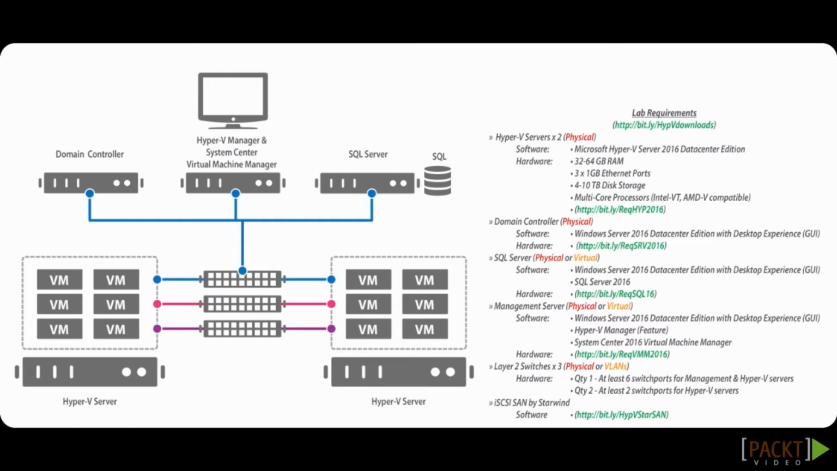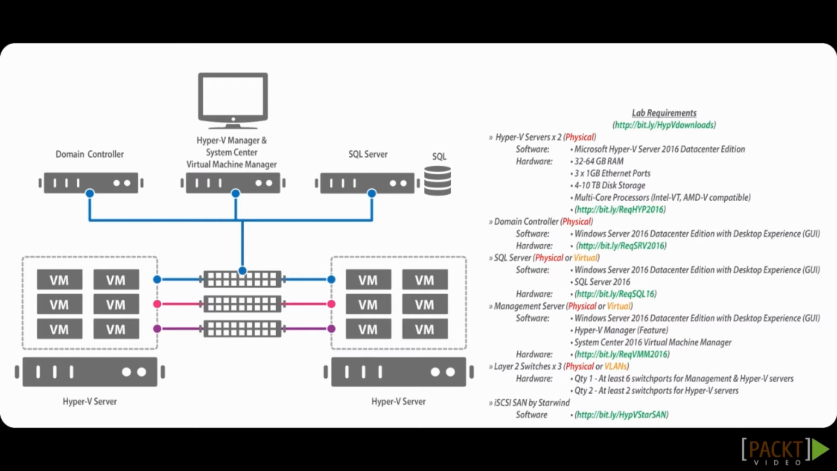The management server and the SQL server can be physical or virtual machines. The layer 2 switches must be physical. However, instead of using 3 switches, you could easily use one physical switch and create VLANs for the 3 different networks that we will be working with.